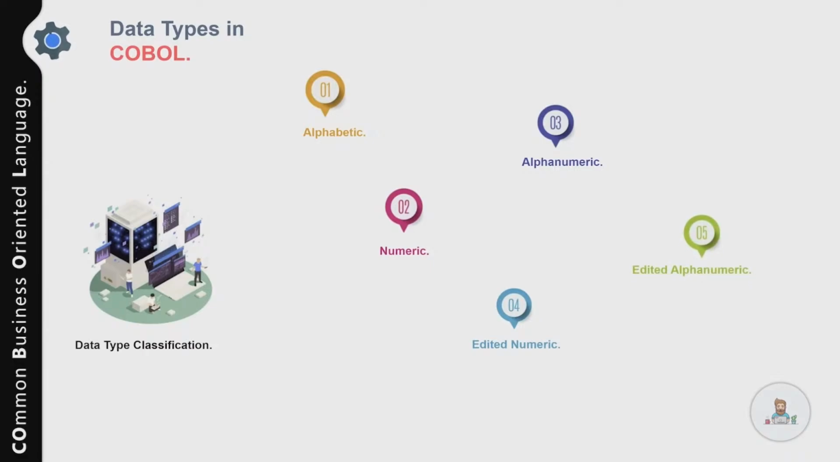There are two more additional categories of data type, which is edited numeric and edited alphanumeric. And these two categories are actually an extension of numeric and alphanumeric. So edited numeric is made up of digits and special characters. Apart from that, edited alphanumeric is made up of letters, digits, and special characters. And the important point that you should always remember is that edited numeric and edited alphanumeric are generally used for reporting or displaying data on your screens.